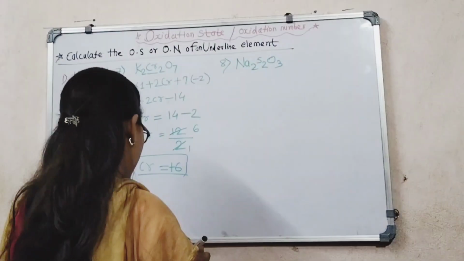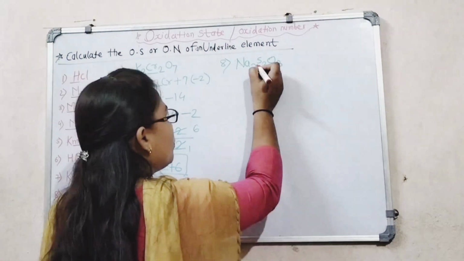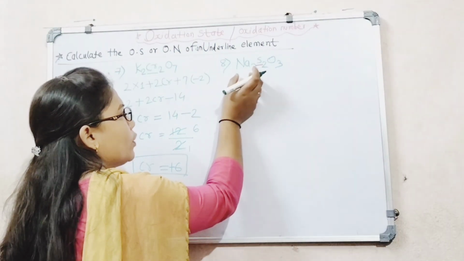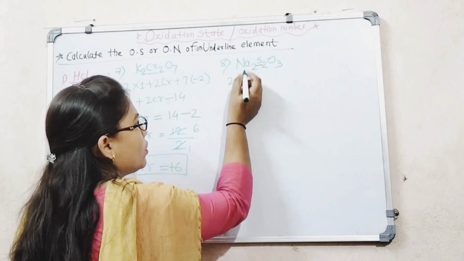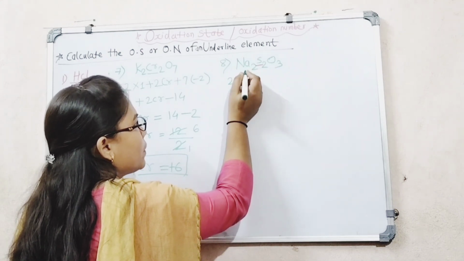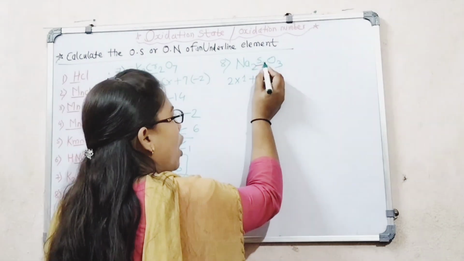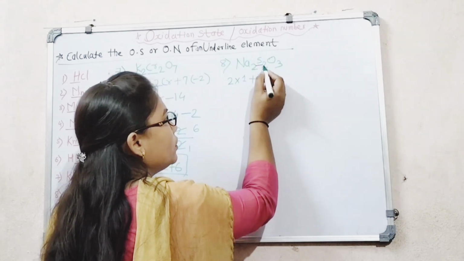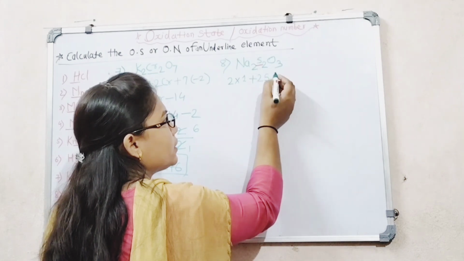So in this example, we have to calculate the oxidation state of sulfur. First of all, we see how many atoms of sodium? 2. So that's why I write here 2. And what is the oxidation state of sodium? Plus 1. So that's why I write here 1 plus. How many atoms of S? It's 2. So that's why I write here 2. And we have to calculate the oxidation state of S. So that's why I write here as it is S.